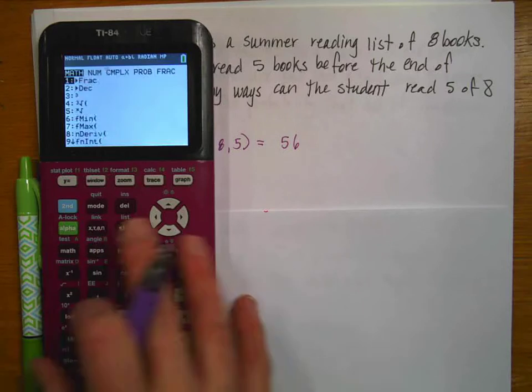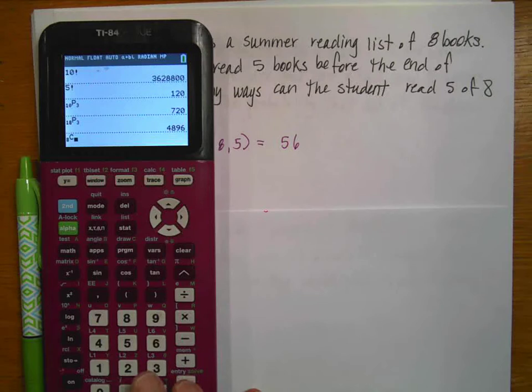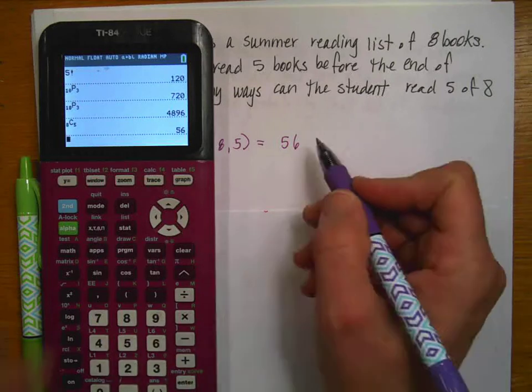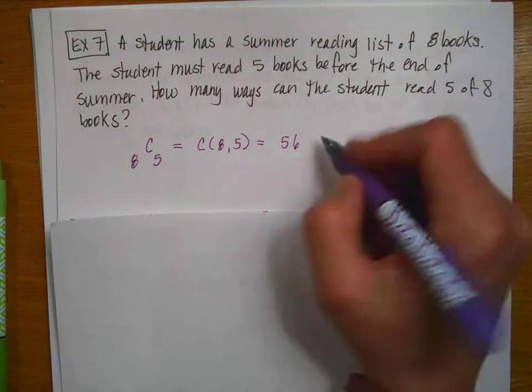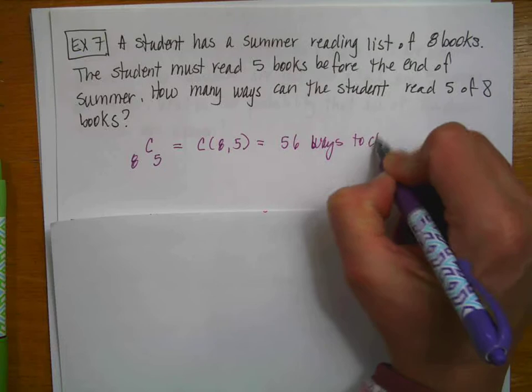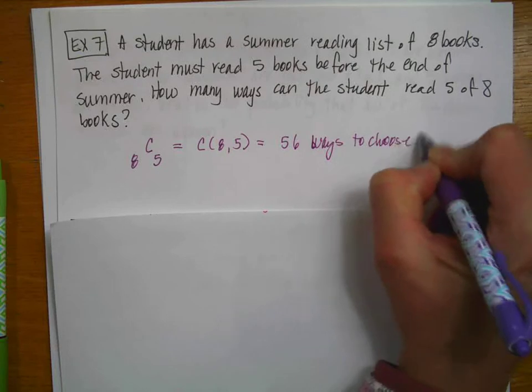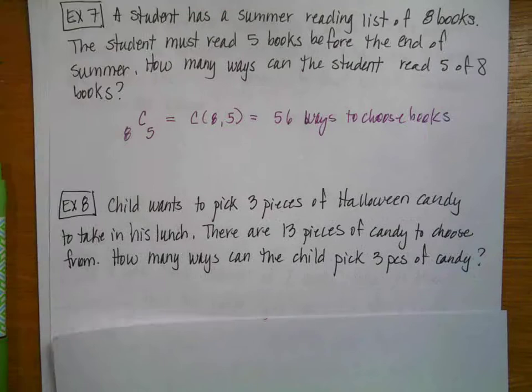And let me show you that math. So I'm going to enter again how many things I have. I'm going to do math, and I'm going to go over to probability. Now, you see option number 3 is the combination. We had to read 5 books, and there's my 56. So that's actually kind of handy. So that's 56 ways to choose books.